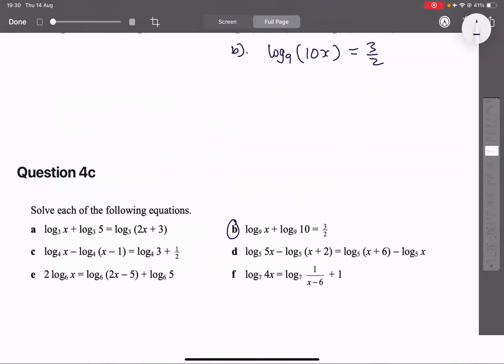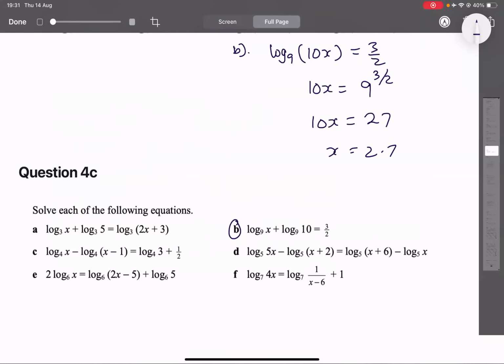And then what would you do as your next step? You'd raise the other side, so you'd get 10x equals 9 to the power of 3 over 2. Perfect. And then x equals 2.7. Yeah. So questions like B, you know how to do. Questions like A, you don't know how to do, but they're actually easier.